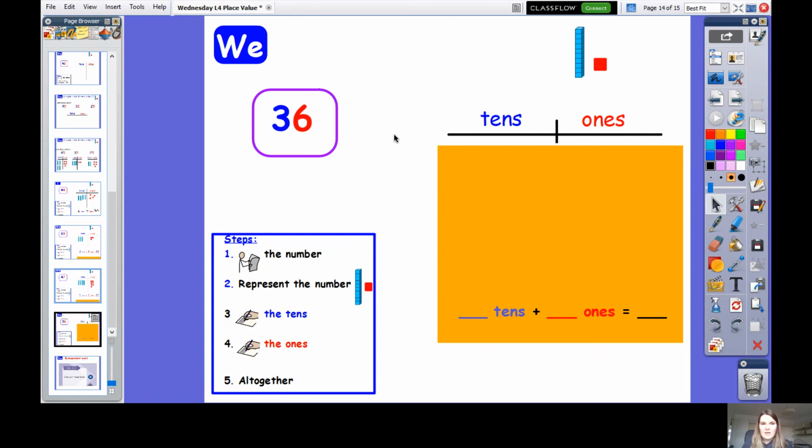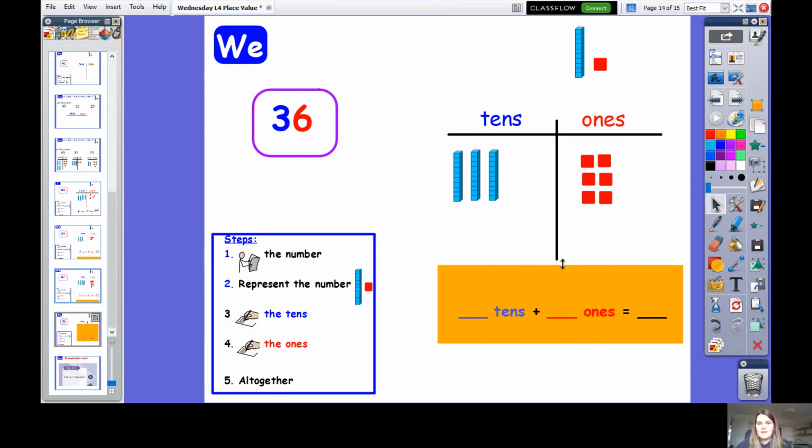Okay, let's see what you came up with. How many tens did you say? 3 tens. How did you know it's 3 tens? Because it's 36. Very good. And where did you put your tens? In the left-hand column. And how many ones did you say? 6 ones. Why 6 ones? Because it's 36. Very good.